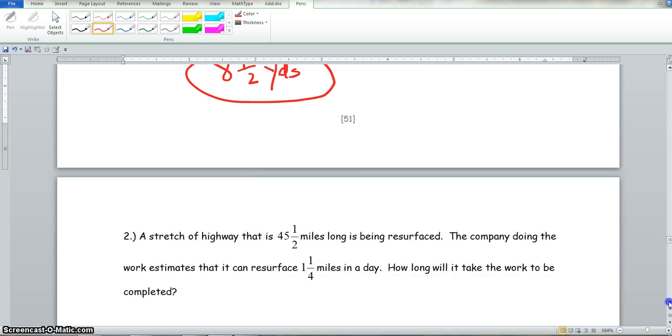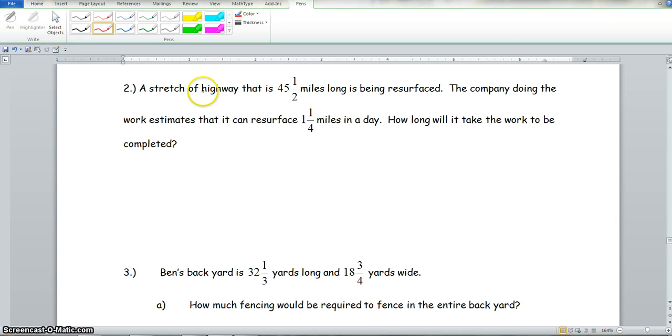Now, we scroll down here to number 2. It says a stretch of highway that is 45.5 miles long is being resurfaced. The company doing the work estimates that it can resurface 1 1/4 miles in a day. How long will it take the work to be completed? So we know this would be a division problem, because remember, if it's 45.5 miles long and you can only do 1 1/4 miles in a day, you have to divide it up to see how many days it would take for it to be completed. So we'll take 45 1/2 divided by 1 1/4.